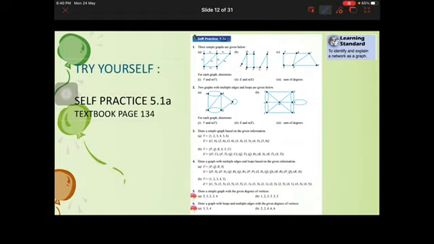Now, try yourself with practice 5.1a in the textbook, page 134. Do it in your exercise book. And after you do the questions, please check with the answers given and mark it. If you have problems and you get it wrong, please do correction.